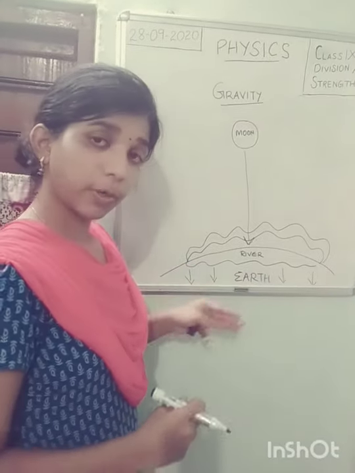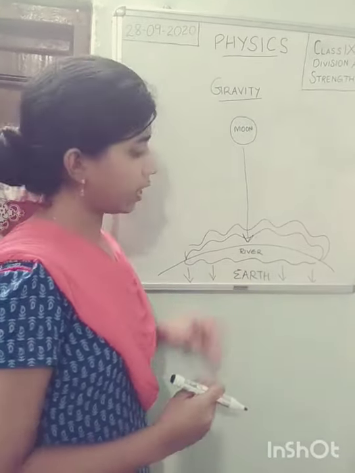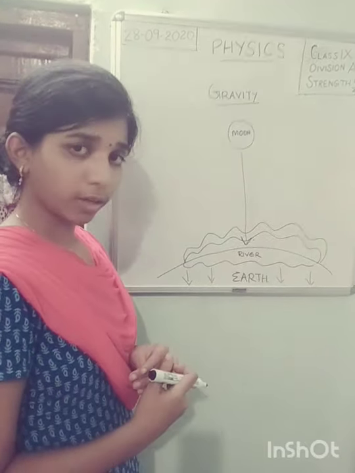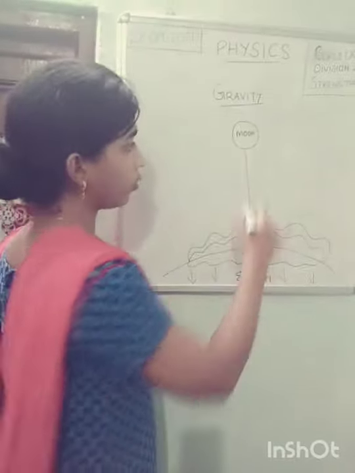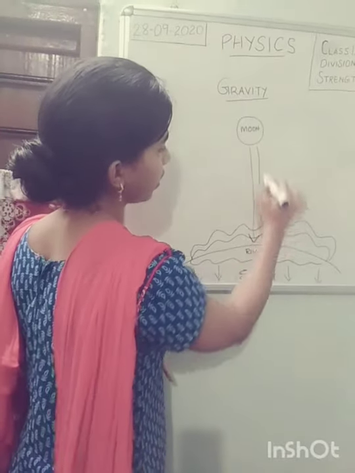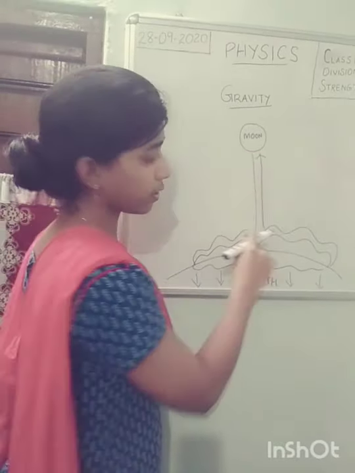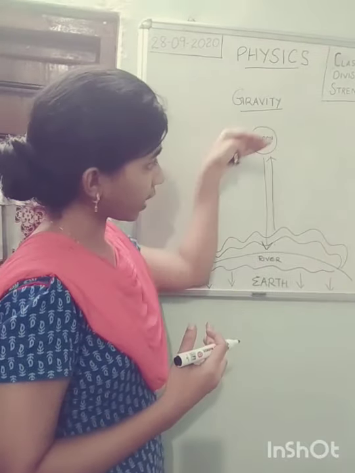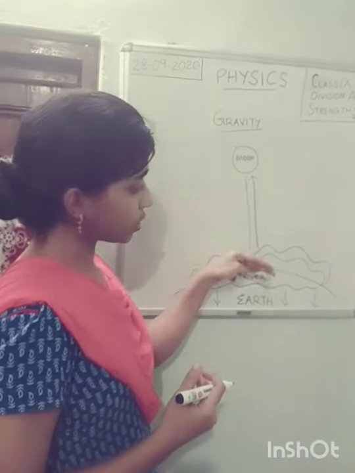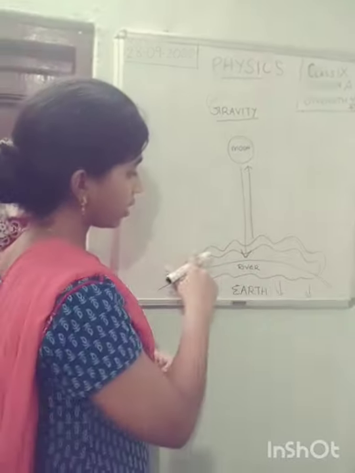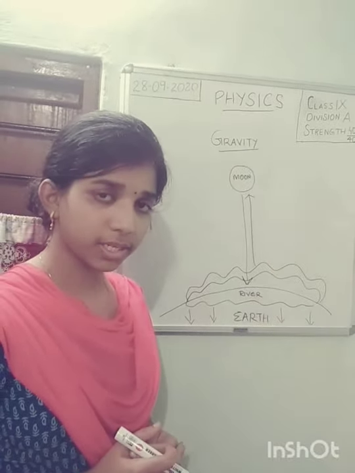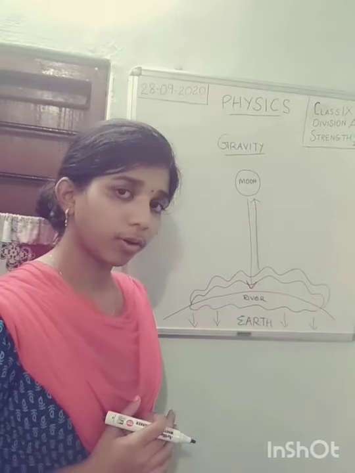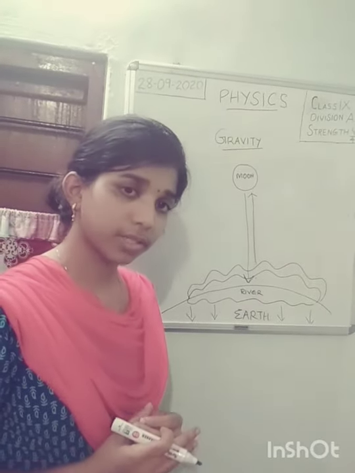Even though earth is pulling it in the downward direction, it went upward because the moon is also attracting the earth. The moon is attracting the earth. As a result, water on the surface of the earth also got attracted towards the moon and it was pulled in the upward direction. This caused tide. So, now you understood what is tide and how tide occurs and who is causing this tide.